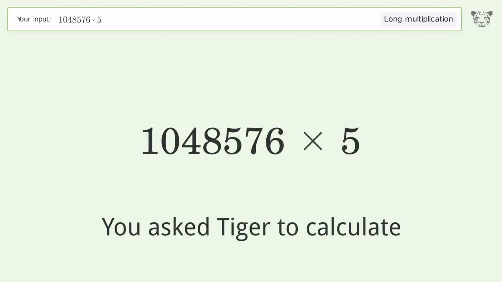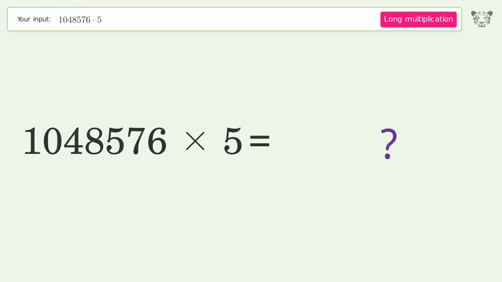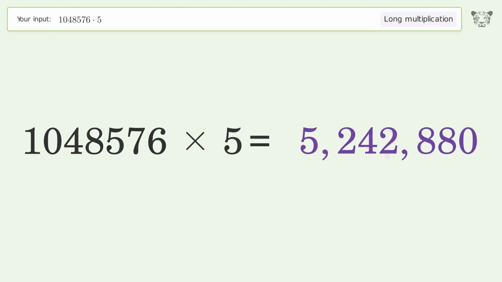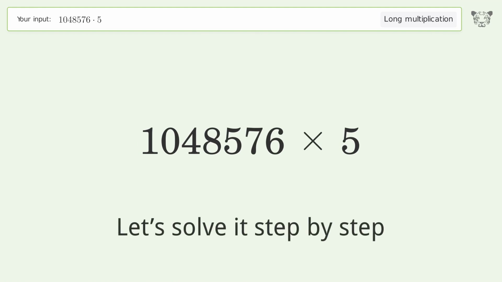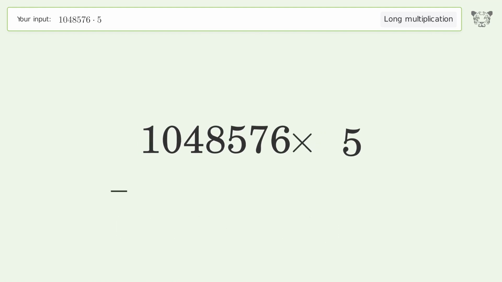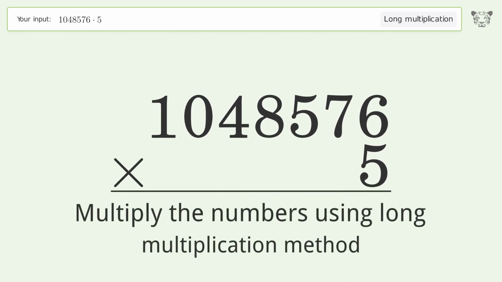You ask Tiger to calculate. This deals with long multiplication. The final result is 5,242,880. Let's solve it step by step. Rewrite the numbers from top to bottom aligned to the right, multiply the numbers using long multiplication method.